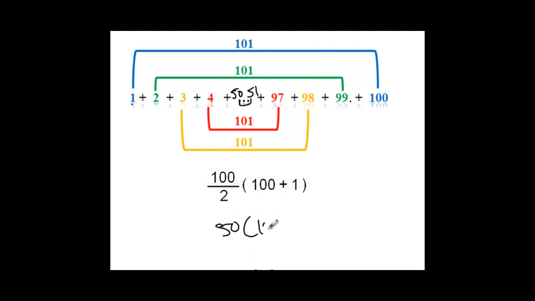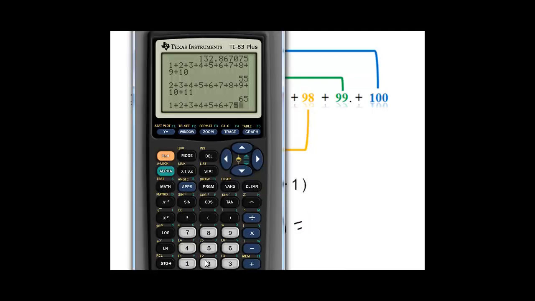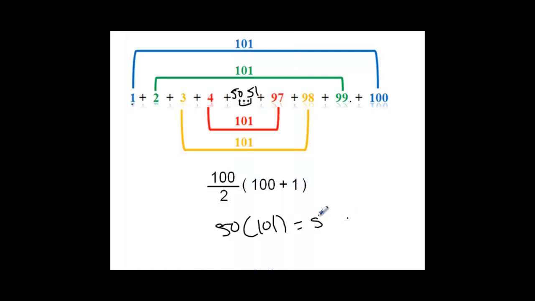So what he did is he said 50 groups of 101, and then all he had to do is multiply those together. So 50 times 101 is 5050. He told his teacher he was done, and like I said, she couldn't believe he could possibly have solved that quickly, but she actually went through the process of adding them all one at a time, and he was correct.